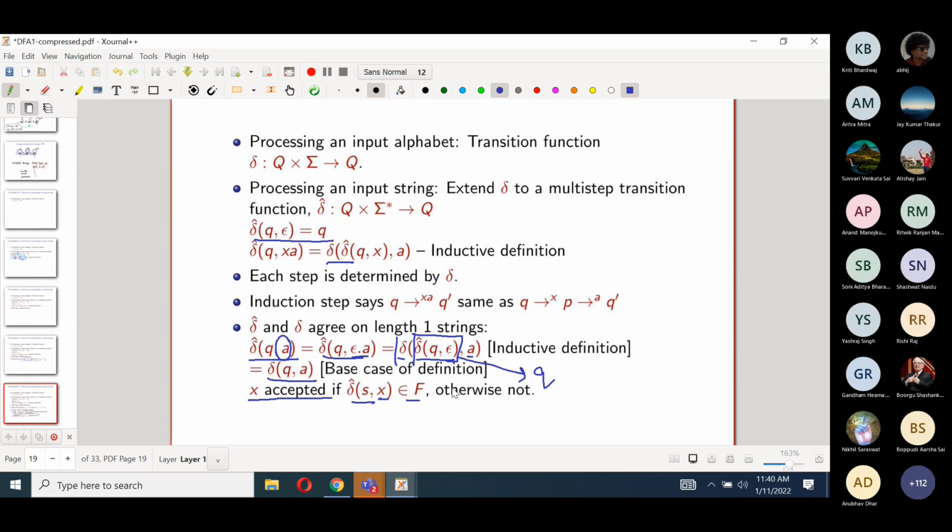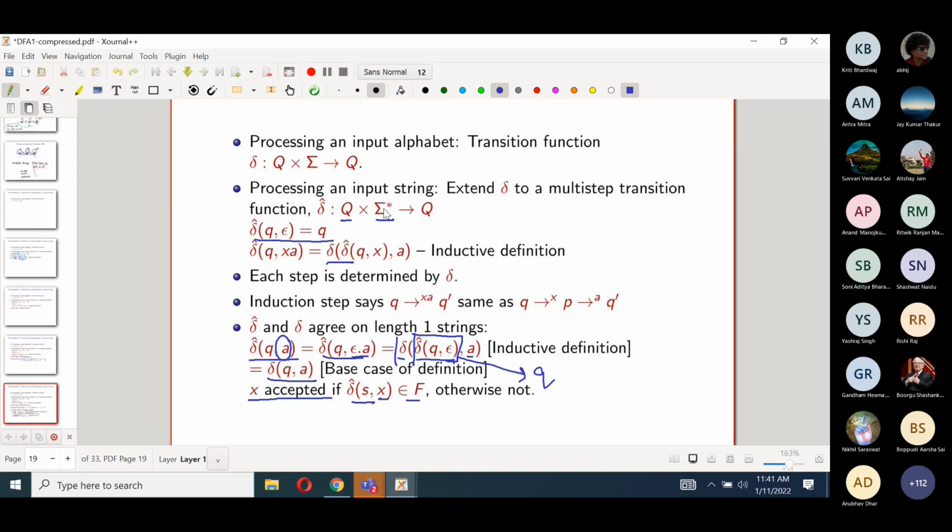Ma'am, delta hat does not have a finite representation, right? Correct. Okay, very good. So delta hat does not have a finite representation. Why? Because delta hat is defined on Q and sigma star, and sigma star is countably infinite.